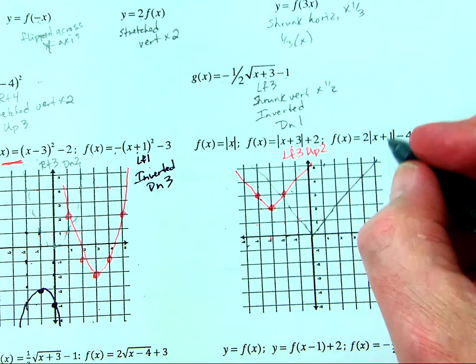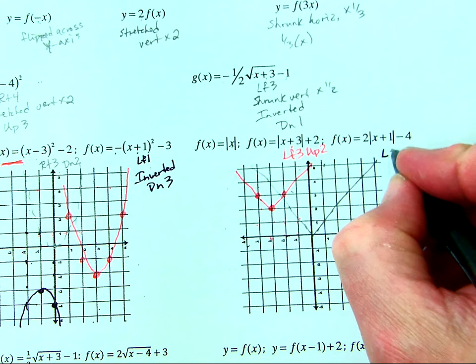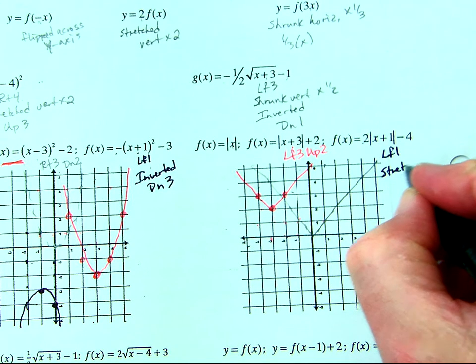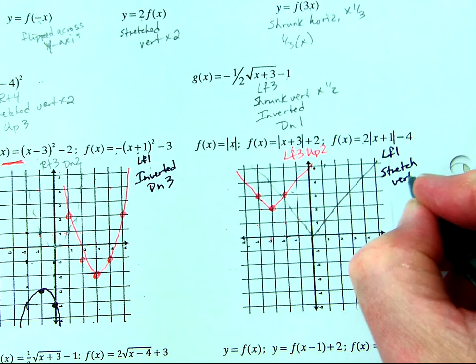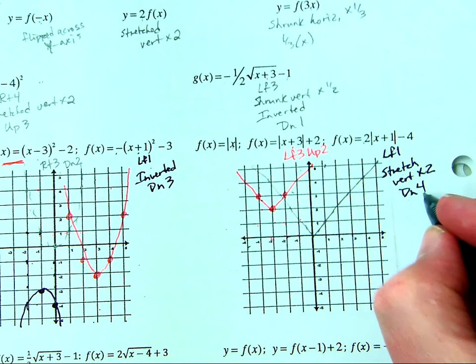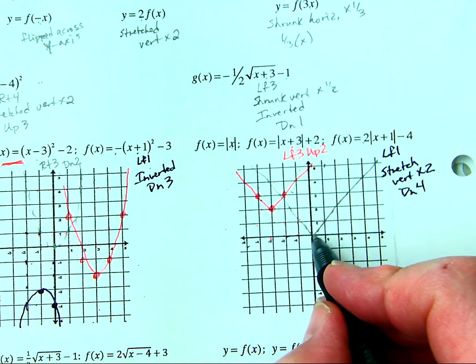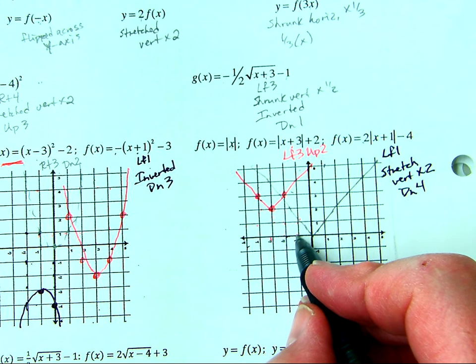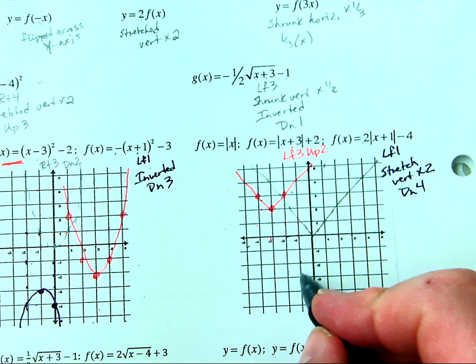Now this one here, if we start, we're going to go left 1. The 2 means we're going to be stretched vertically by 2, so we're going to double all the y's, and then we're going to move down 4. So here we're at (0, 0), we're going to go left 1. We're stretched vertically by 2. Well, here the y coordinate is 0, so stretching it leaves it at 0. And then we're going down 4.